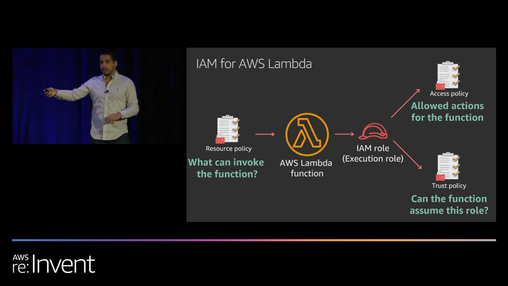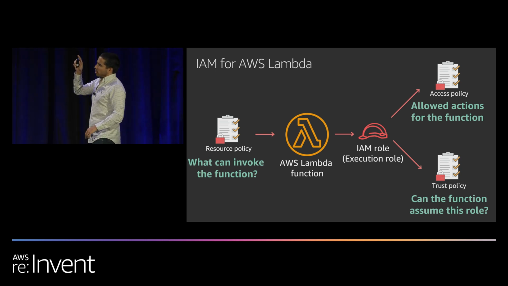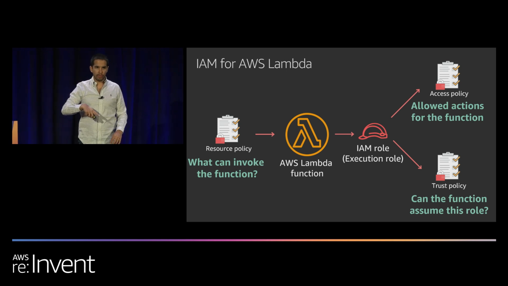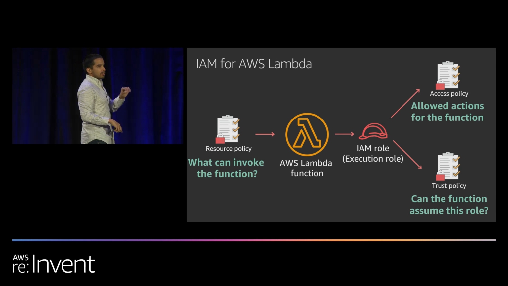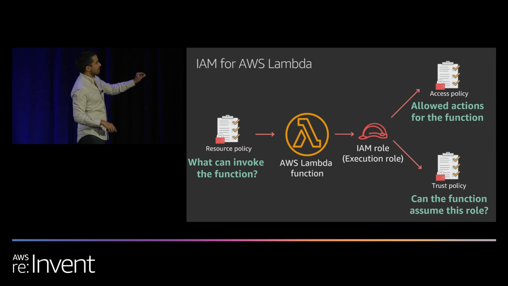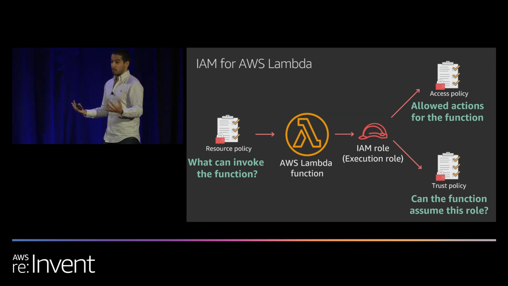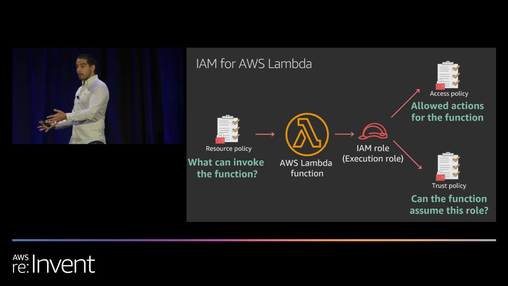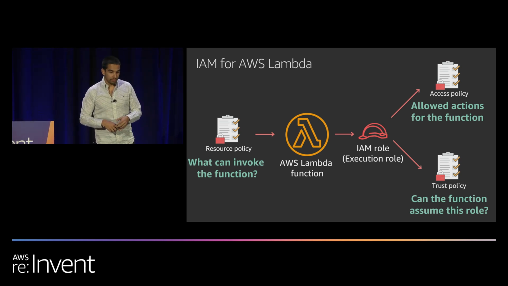And the second part to this is what can Lambda do? What can this Lambda function do? You define this on the execution role that you assign to Lambda and the access policy that this execution role has. So this is going to define what actions the Lambda function can do. And just to make it slightly more complex, there's a third policy called trust policy, which is part of the IAM role and defines who can assume this IAM role. So your Lambda function needs to be there so that it can assume that role. And after it assumes that role, the access policy of that role defines what actions my Lambda function can do.